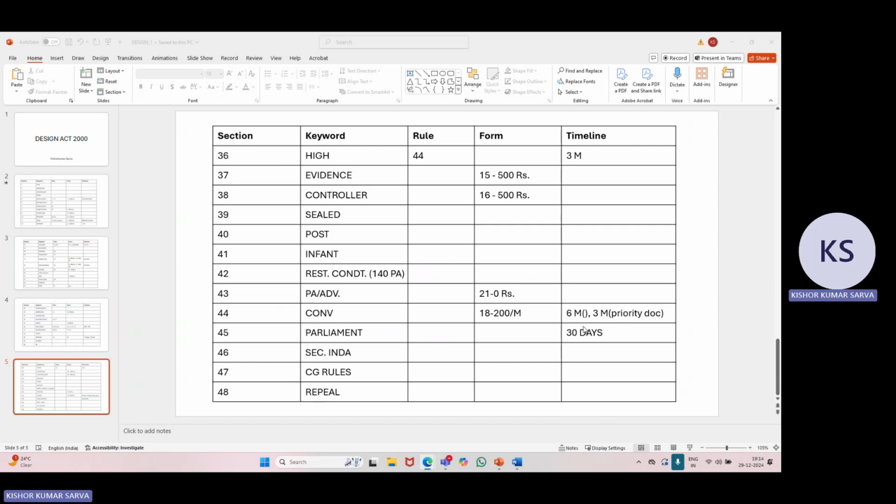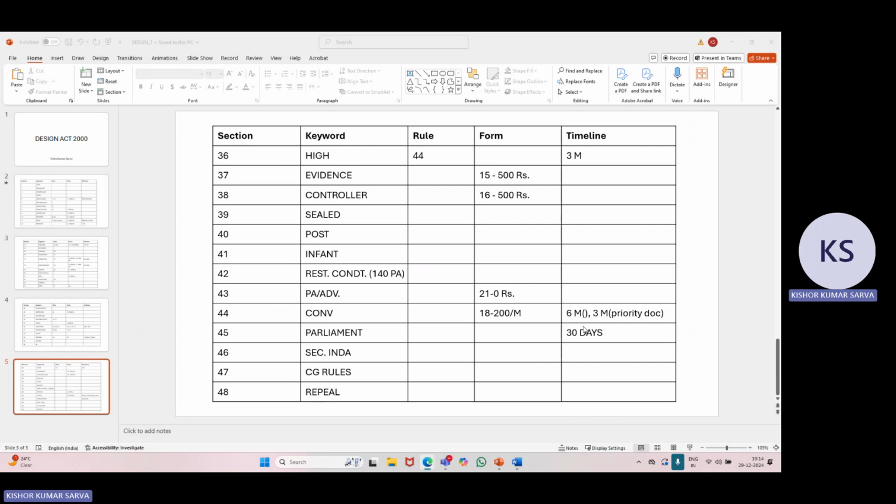Then comes section 46, which talks about Parliament. Whenever the design is registered, your design can be revoked and its publication can be removed. Section 47 talks about the central government making rules. The design rules can be amended as happens in the Patent Act. The Act is amended by Parliament.